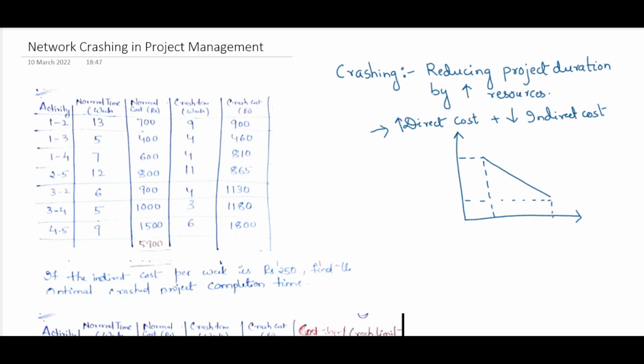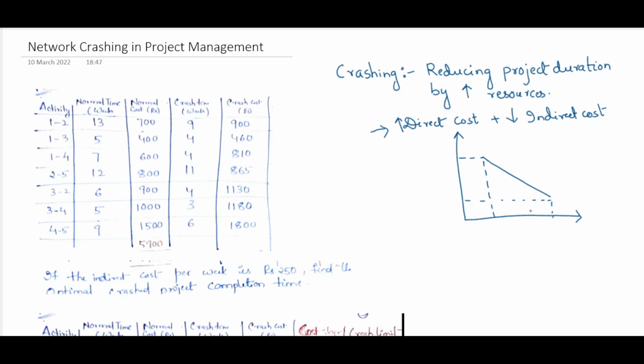So we have to do the crashing in such a way that the total cost does not exceed the original normal cost, as well as the duration of completion of the project is reduced. We can explain this by means of an example. Before that, I am drawing the crashing curve.